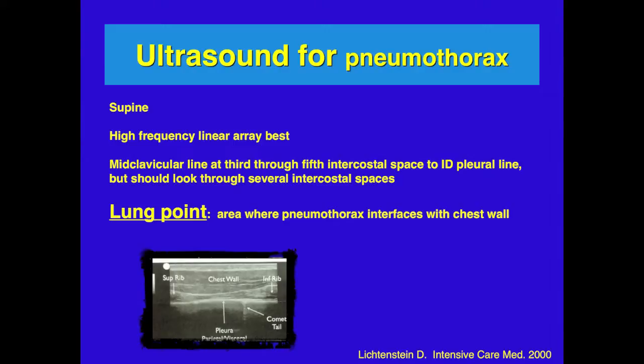So again, the patient is supine. It's better to use the high-frequency linear array or vascular probe. Place it at the mid-clavicular line at the 3rd to 5th intercostal space to identify the pleural line, but you can look at several intercostal spaces going laterally towards the mid-axillary line. The lung point is an area where the pneumothorax interfaces with the chest wall, and you can sometimes see this as one side of the pleural line does not slide and the other part does slide.